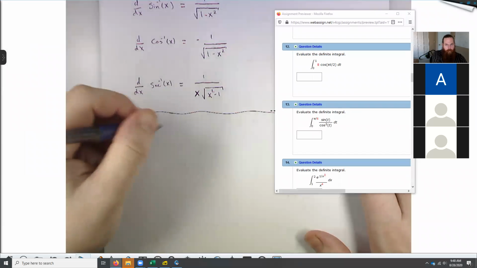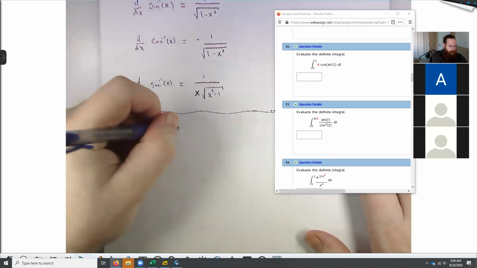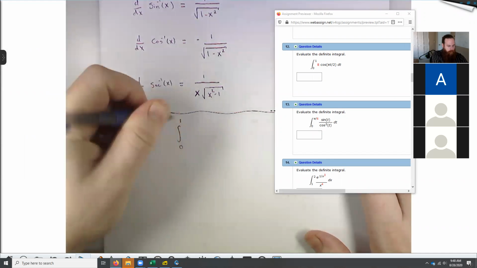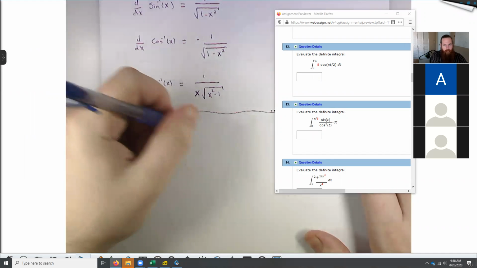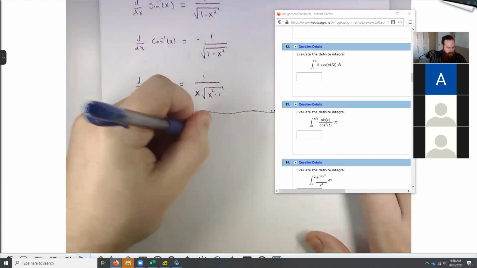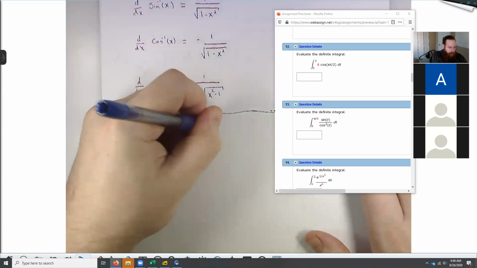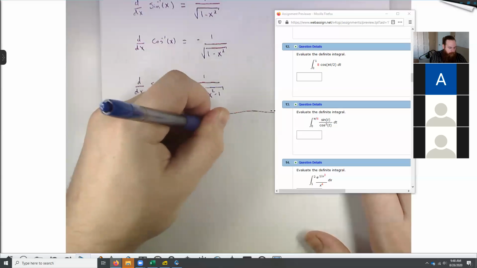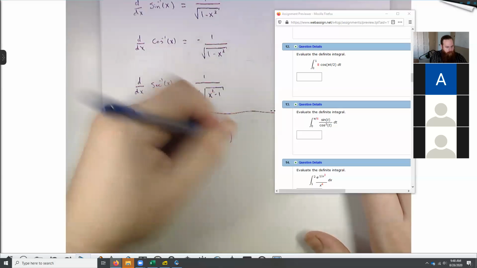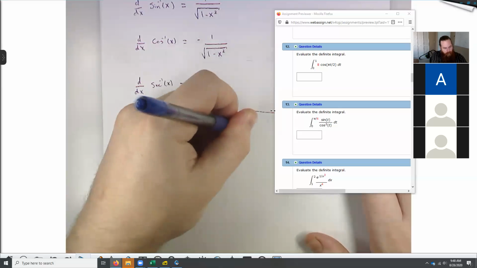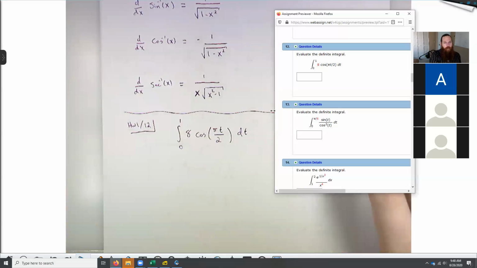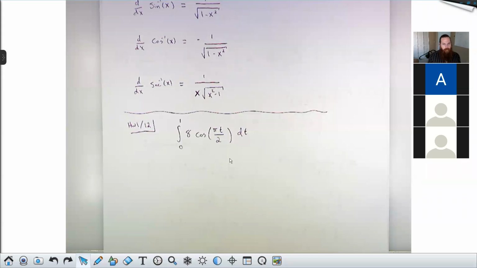Here we want to integrate from 0 to 1, 8 times the cosine of pi t over 2. I'll write it like that at first. A word of advice: when you write your t's, I would give them this little tail so they don't look like pluses.